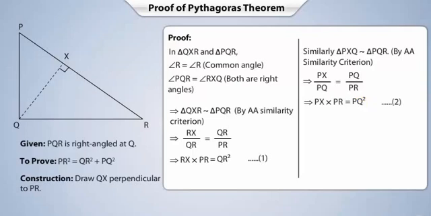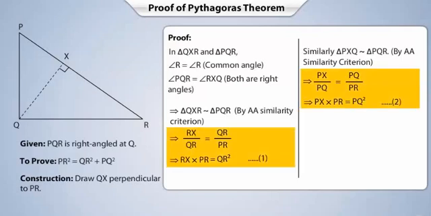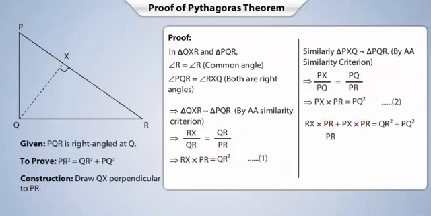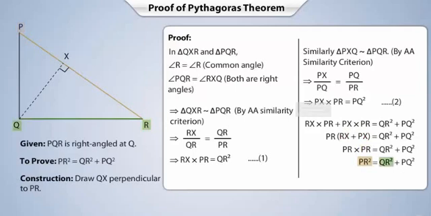Now let's add equations 1 and 2. Taking PR common from both the terms on the left side, we get the following. Now, RX plus PX is equal to PR. Thus, PR square is equal to QR square plus PQ square. This proves the Pythagoras Theorem.